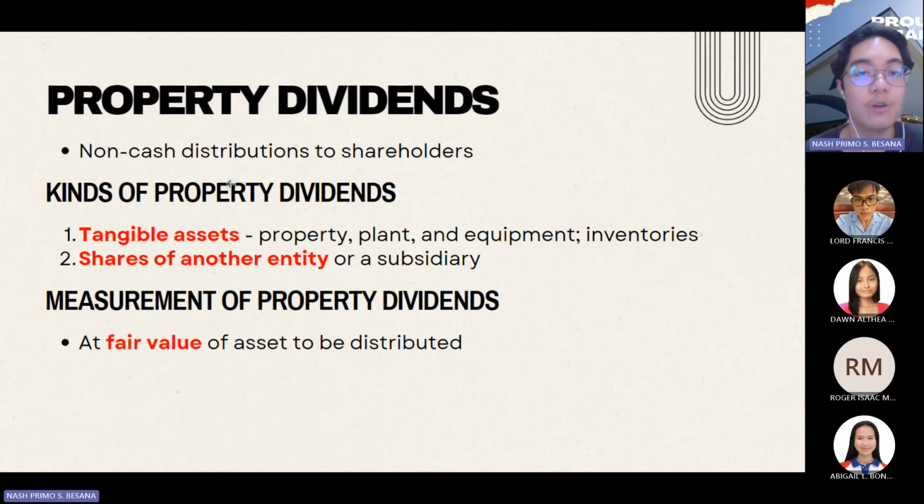Take note na kahit share yung binigay, hindi siya tinatawag na share dividends kasi hindi mo naman shares yung binigay mo. Shares ng ibang company yung binigay ng corporation. So, in that sense, it is considered as a property of your company. So, property dividends kapag nagbigay ka ng shares of another entity. How do we measure property dividends? Isa lang naman yung rule dyan. Always siya at fair value of the asset to be distributed. Whether tangible asset or shares of another entity, fair value palagi yung gagamitin.